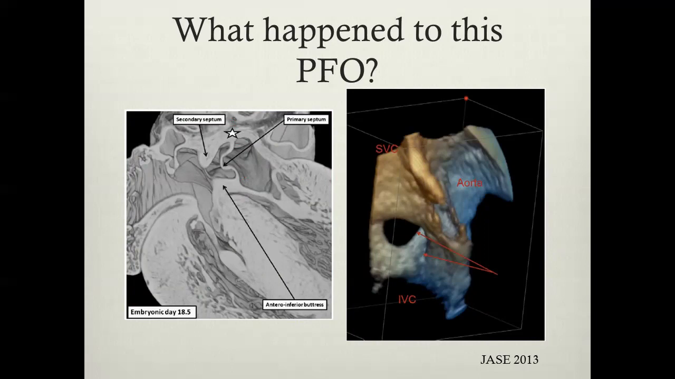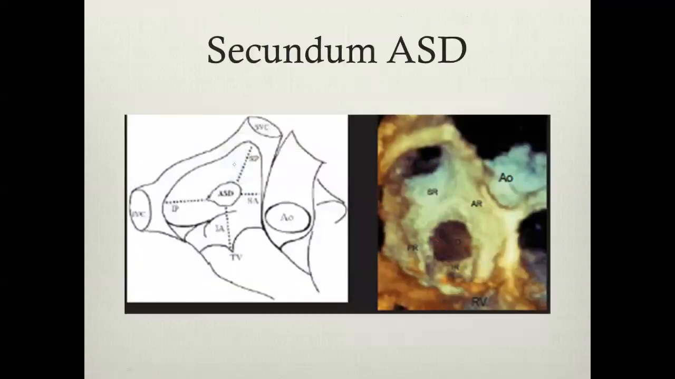Yeah, it inserted into the left atrium. So now we have a second septum and a primary septum. If this fails to seal, you have a PFO. And then here on the 3D echo, you see one ridge here, and then the dark blue ridge is behind it. You get one ridge here and another ridge behind it.